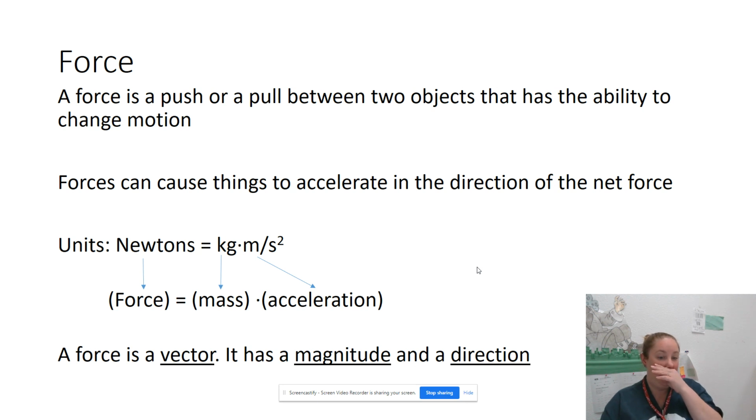Force is a vector, which we know has a magnitude and a direction. So we have to specify which way it's going, and we have to say the amount.